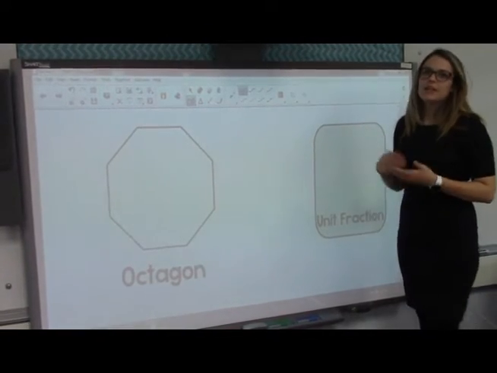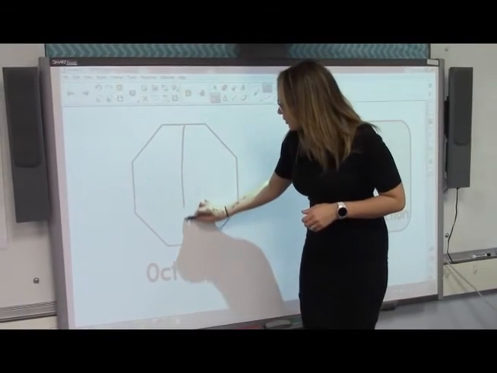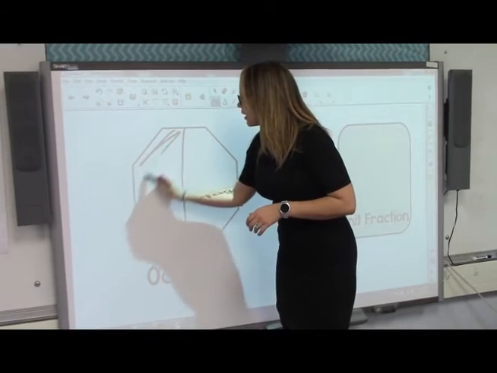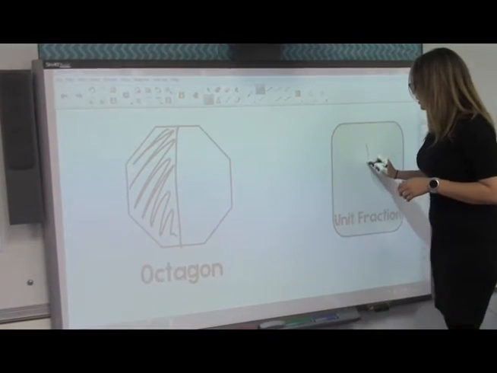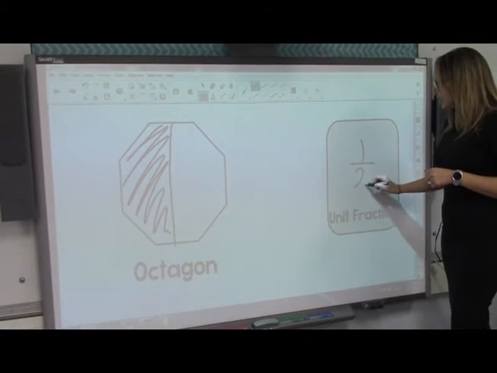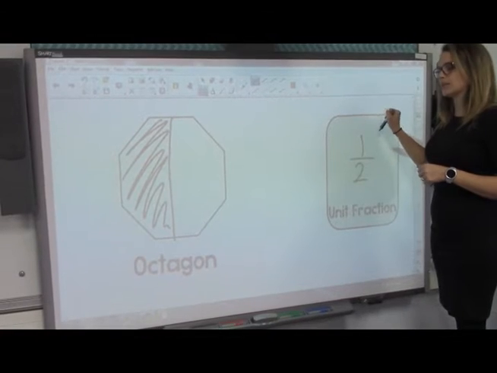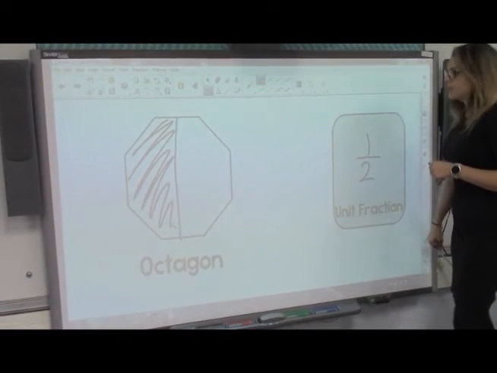And the last we have an octagon. An octagon, we're just going to cut this guy right in half, but there's many ways we can partition an octagon. I'm going to shade 1/2. Again, that's the unit fraction of 1 out of 2. So 1 is my numerator, and to have a unit fraction, you must always have 1 as the numerator to show one part of the shape.